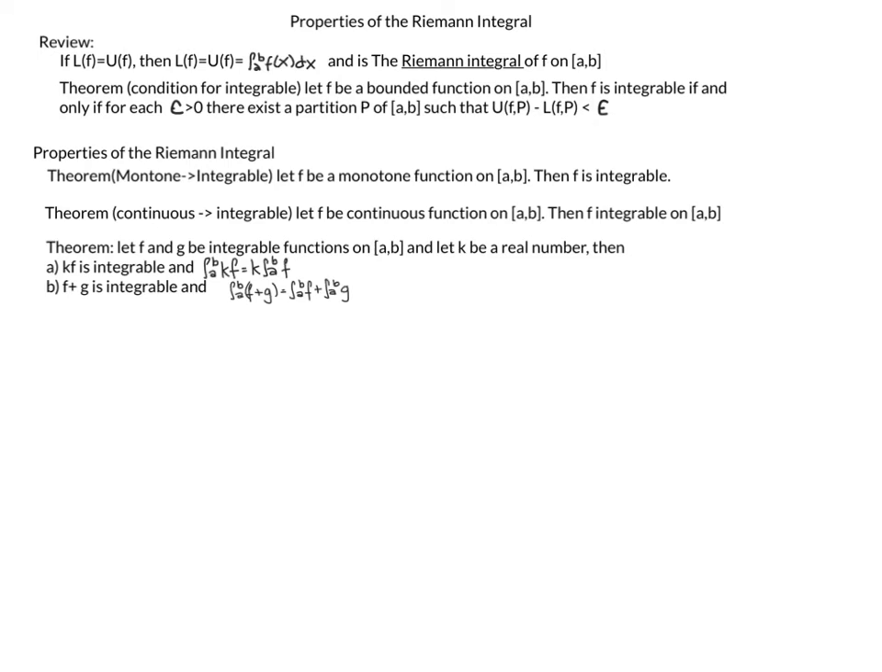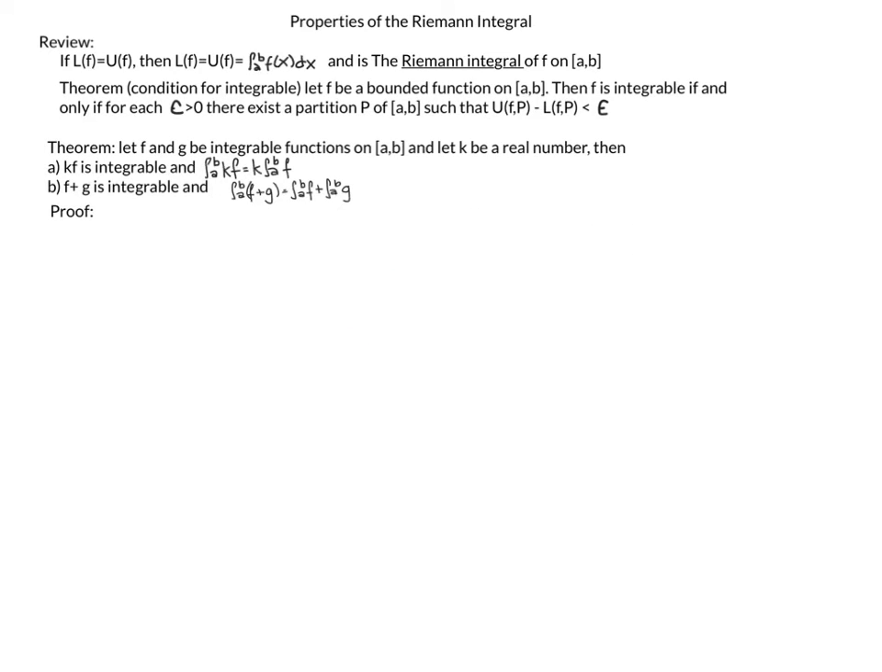Our next theorem says that if f and g are integrable functions on [a, b], and k is a real number, then kf is integrable, and the integral of kf is equal to k times the integral of f. Also, f plus g is also integrable, and the integral of f plus g is equal to the integral of f plus the integral of g. And we will do our proofs. When k is equal to 0, everything's 0 and the result is trivial.